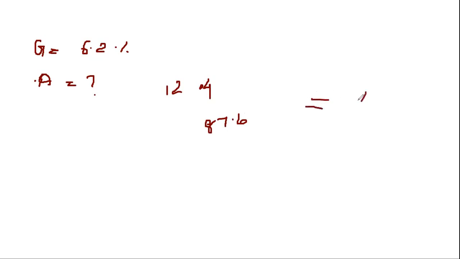Okay, fine. The next problem: in the given DNA, guanine is equal to 6.2%, and calculate the percent of adenine. In the same way, adding guanine and cytosine, that is 6.2 plus 6.2, you will get 12.4. Then 100 minus 12.4 gives 87.6, and this 87.6 divided by 2 is 43.8. Is that clear? Okay, fine.